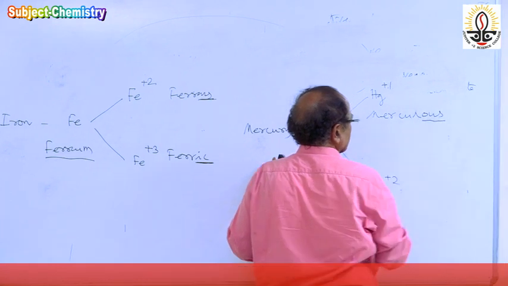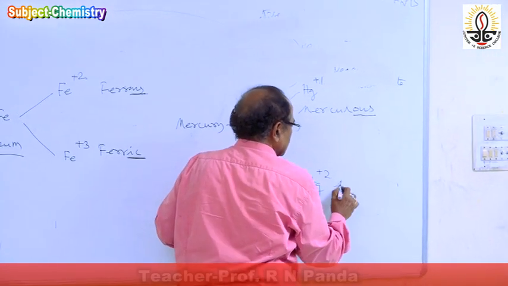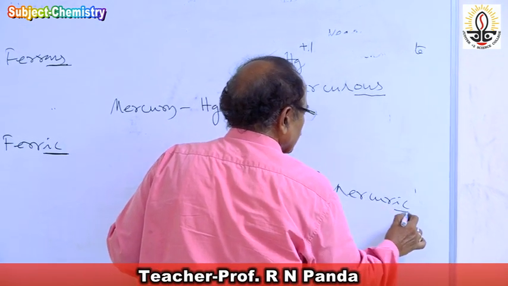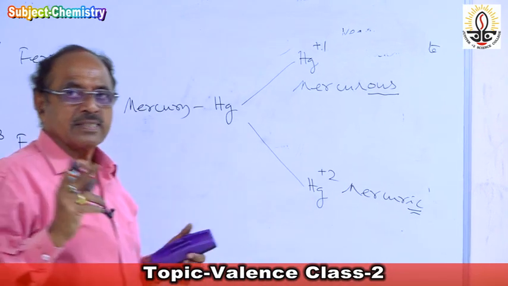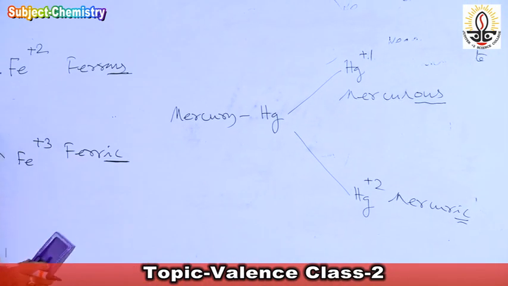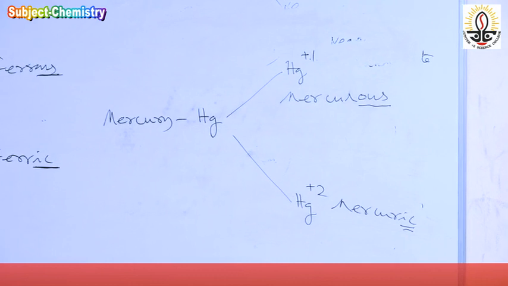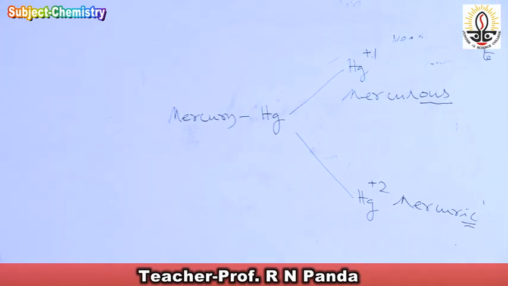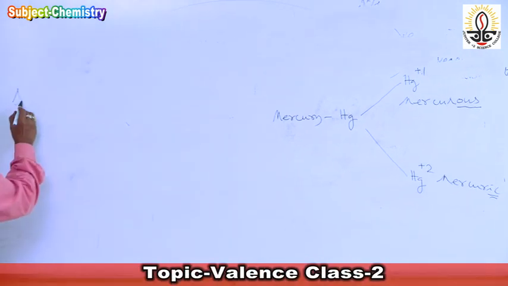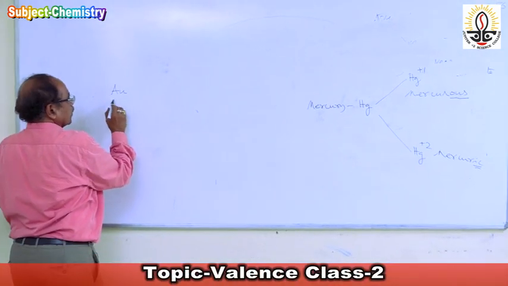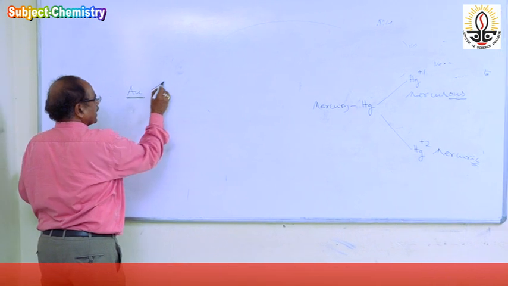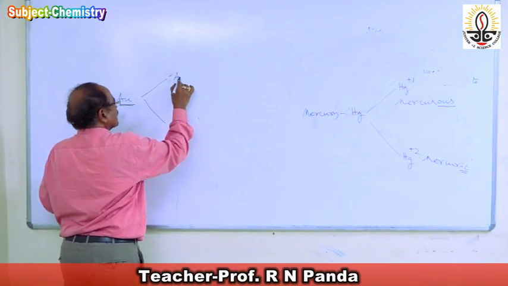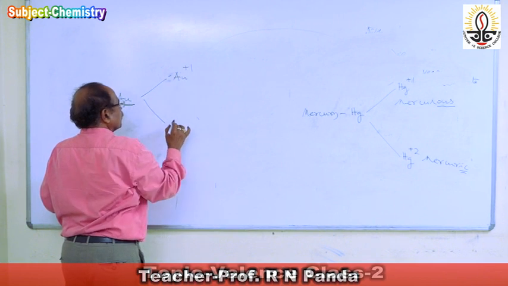Mercurous, and Hg plus 2 is called mercuric. So mercury exhibits two valence states, mercurous and mercuric. Now if you come to another one, gold, Au. This gold, Au, exhibits plus 1 and plus 3.